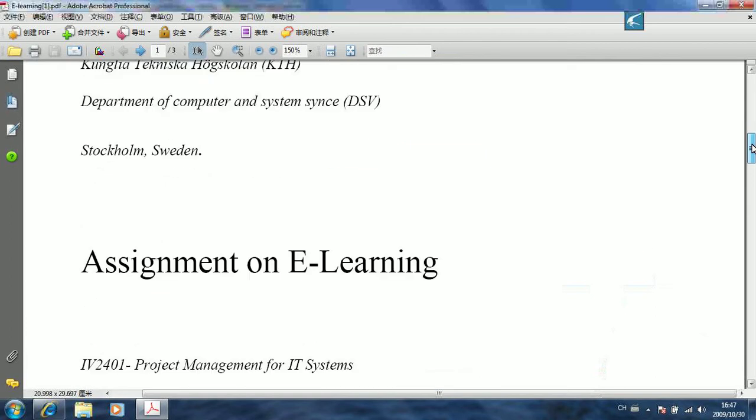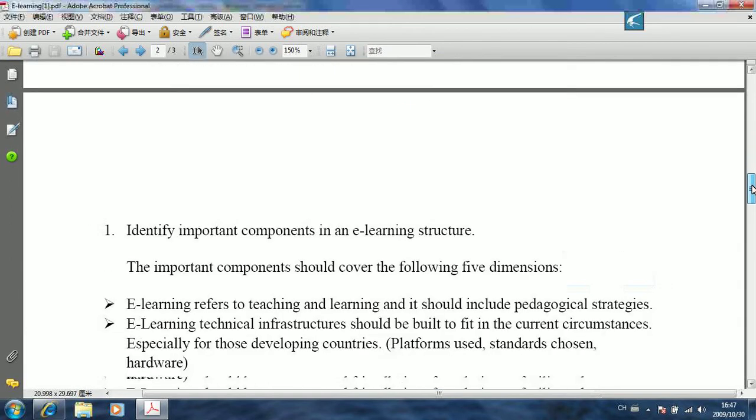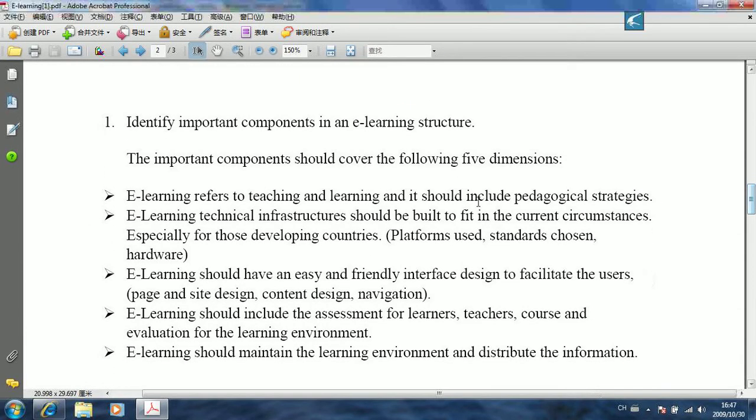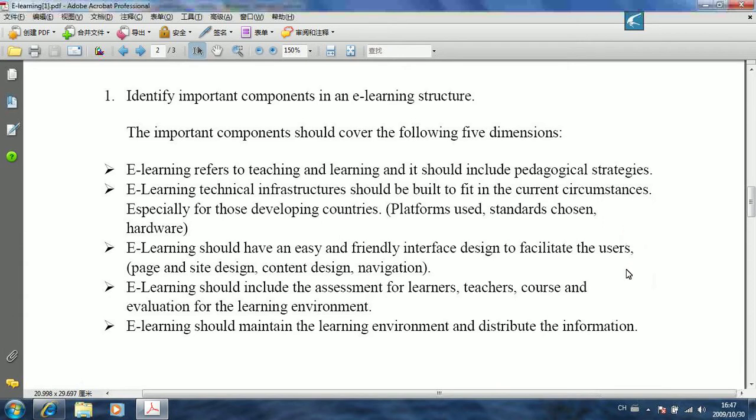So I plan to go directly into the answering part. First, the first question is to identify important components in an e-learning structure. After literature study and discussion, we all agree that the important components should be the following 5 dimensions.